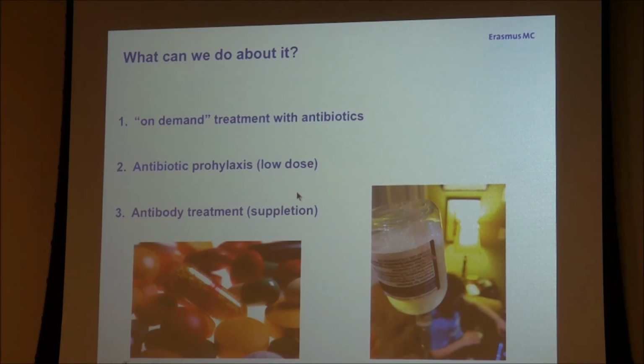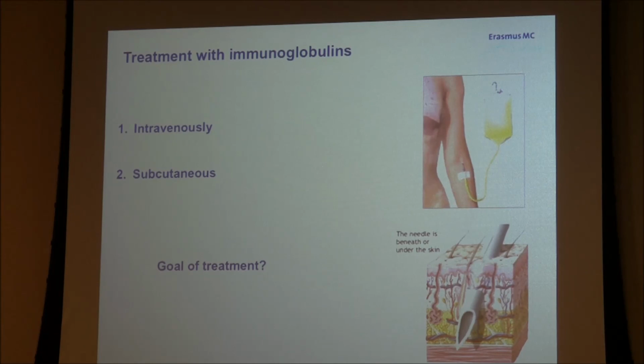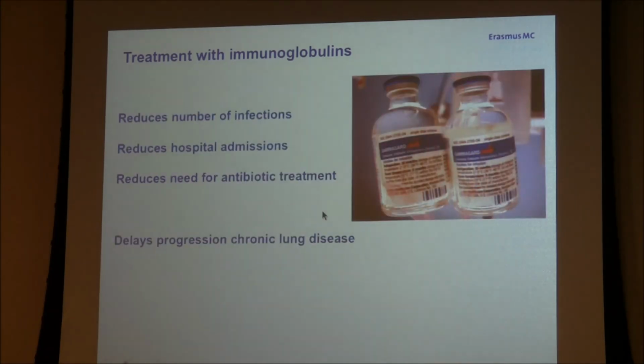If that won't be enough, or you have recurrent severe infections, you might opt for an antibody treatment. So you can do supplementation of these immunoglobulins that are missing or not functioning well. You can do it via the bloodstream, intravenously, or subcutaneously. And the goal of the treatment is, one, to reduce the number of infections and thus reduce the number of hospital admissions, reduce the need for antibiotic treatments, and also it delays progression of chronic lung disease. I mean, you can imagine, again, recurrent infections lead to damage to the lungs.